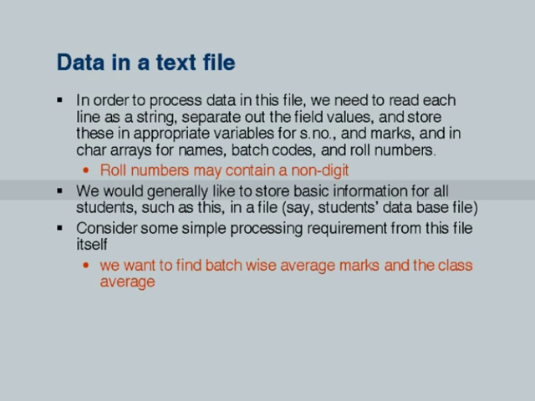Okay. So, we would generally like to store basic information for all students such as this in a file. So, what will be the objective of a C program that we write? We read this data line by line, separate out the fields, understand and interpret the field values and probably store them in a nicely structured form, one record per student in a database file, where the data has been massaged properly, numerical values are numbers, string values are strings, spaces on either side are removed, etcetera, and you have perfect records.